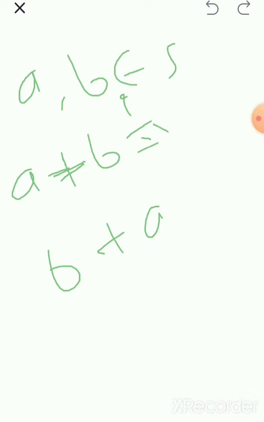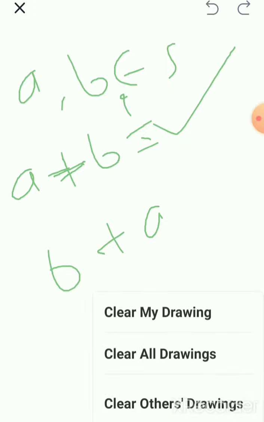If they are equal, then we can say that S is commutative with respect to addition. This is the second property. Third property, addition is associative.